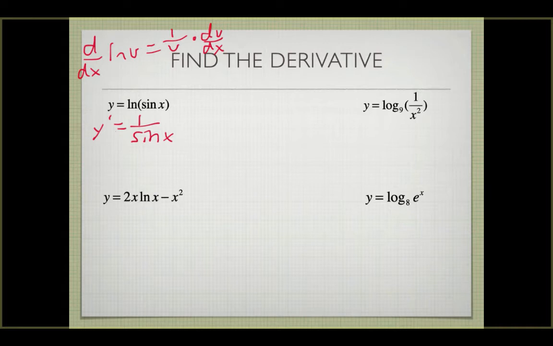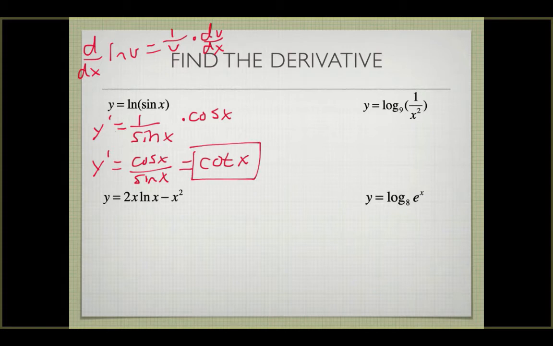And when you do this, you take the derivative of the u. The derivative of sine x is cosine x. This is cosine x over sine of x. And this becomes cotangent x. So our derivative of ln sine of x is cotangent x.